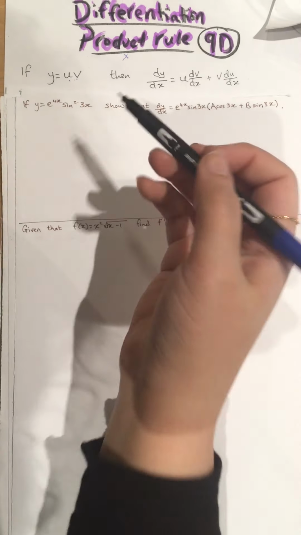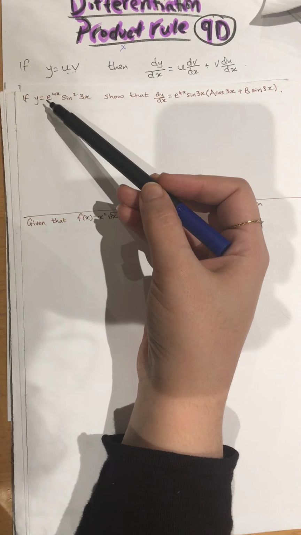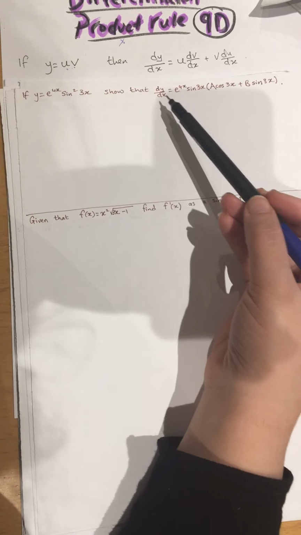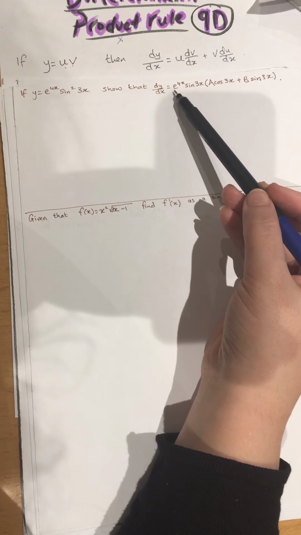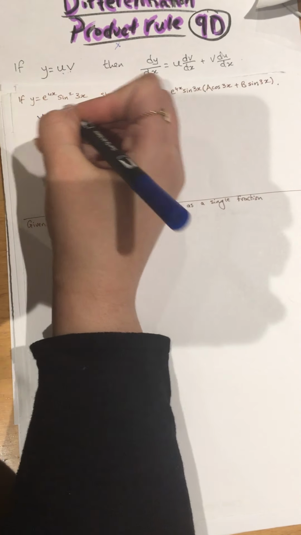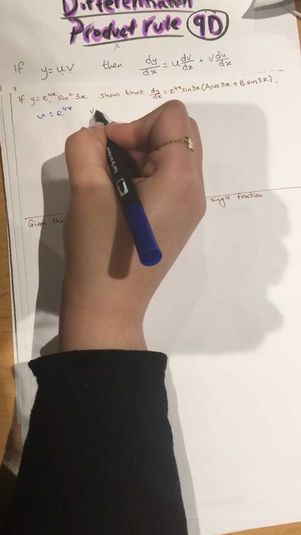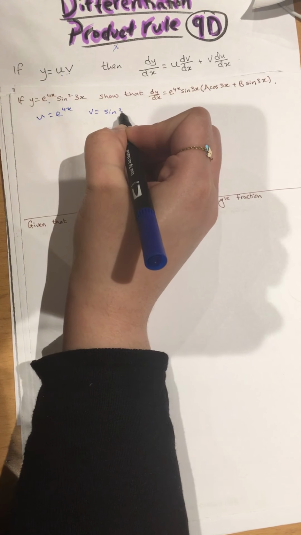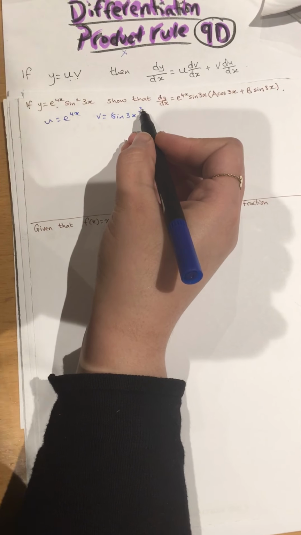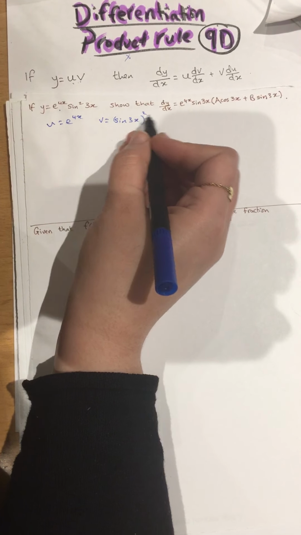Okay, looking at further examples, differentiation using the product rule. We have y equals e to the power 4x times sine squared 3x, and it says show that dy by dx is equal to this. So I'm going to say let u equal e to the power 4x and v equal to sine 3x, all to the power 2. It's easier to write it that way because I know I'm going to have to differentiate it, and that will help me to apply the chain rule.